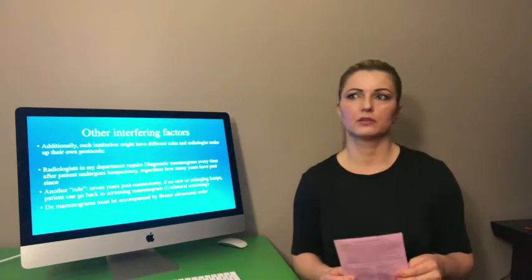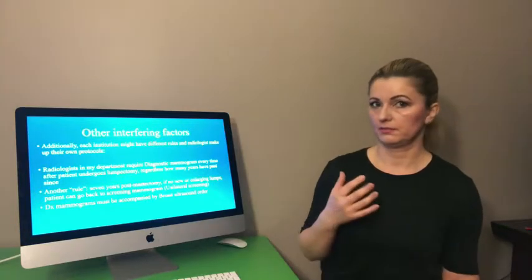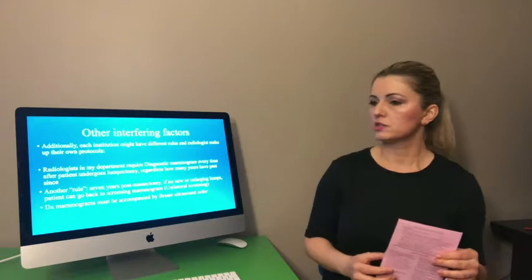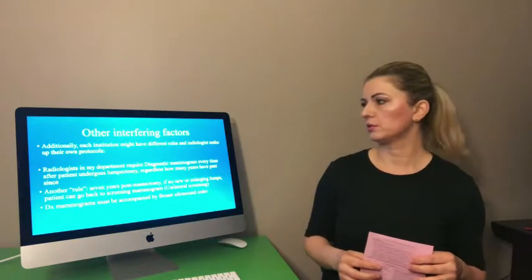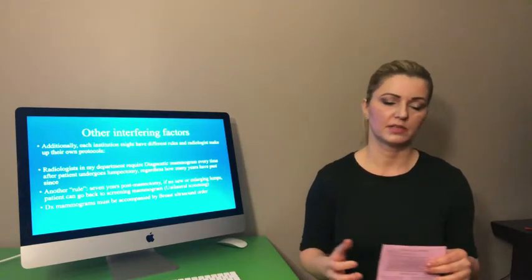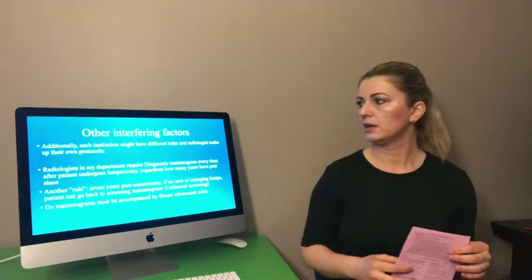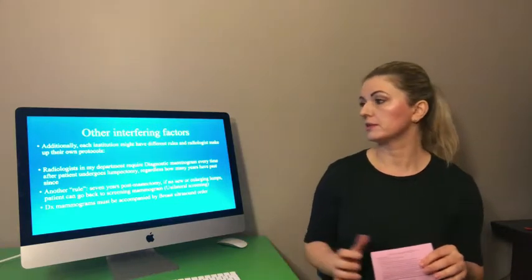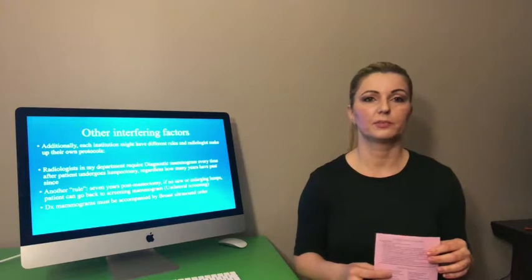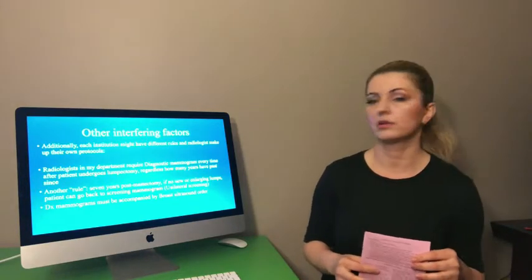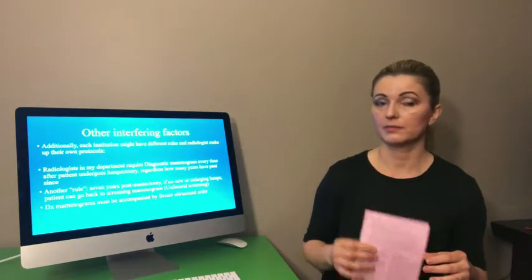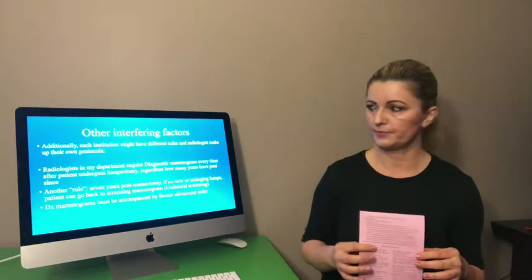There are other factors that contribute to this problem and make physician order errors an even bigger problem. Each institution has its own rules and protocols, and each radiologist makes up their own rules, and of course we as technologists have to follow them. For example, in my breast center, radiologists require a diagnostic mammogram every time after a patient undergoes a lumpectomy, regardless of how many years have passed since that lumpectomy. So every time, the diagnostic order is required.